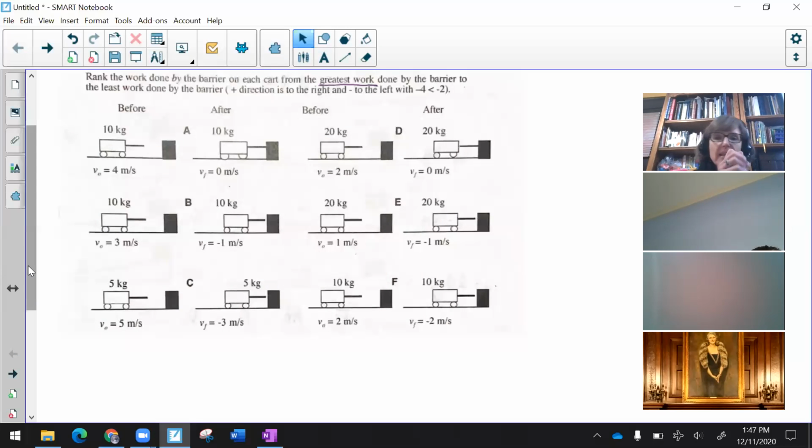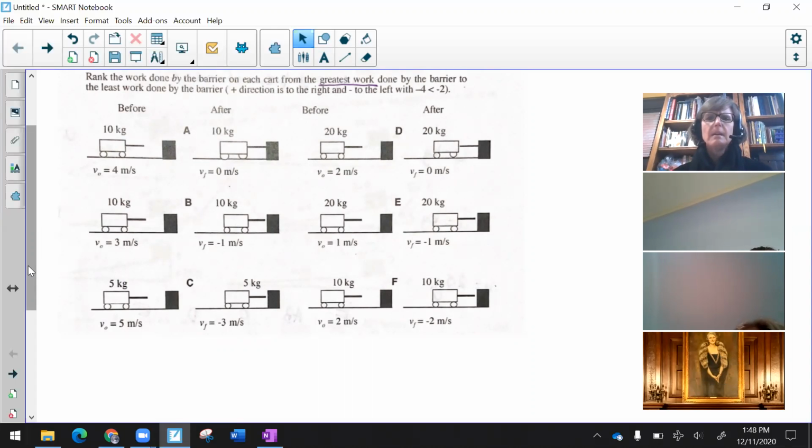I know I didn't give you the little things at the bottom to rank them by, but in which situation or situations is the greatest amount of work done? D? I'm sorry, what'd you say again, Dagny? D? Why do you think it's D?